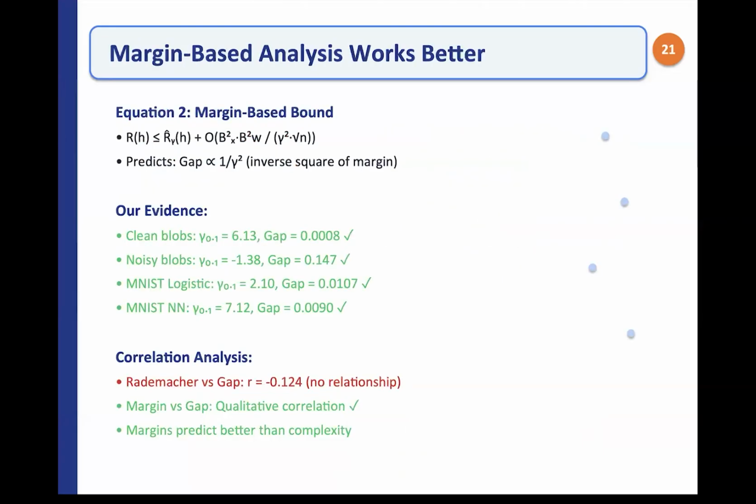Margin-based analysis does better. The margin bound says that generalization gap should scale like 1 over the square of the margin. Empirically, clean blobs have large margins and tiny gaps. Noisy blobs have negative margins and large gaps. On MNIST, logistic regression has smaller margins and bigger gaps, while a neural network has larger margins and the best generalization. So margins capture problem-specific geometry that pure complexity measures miss.